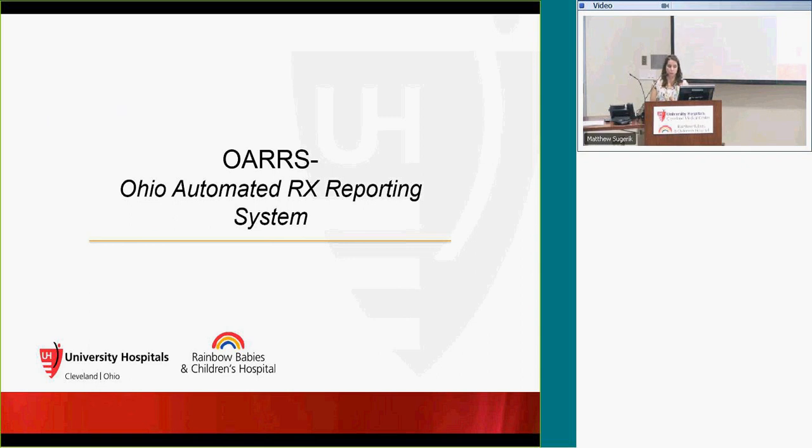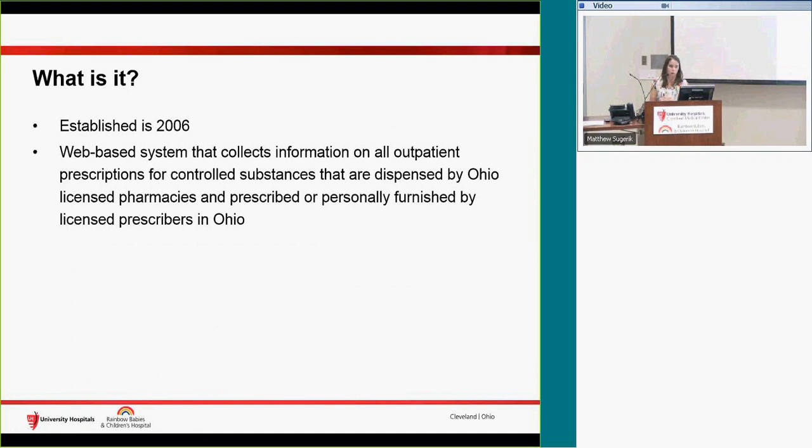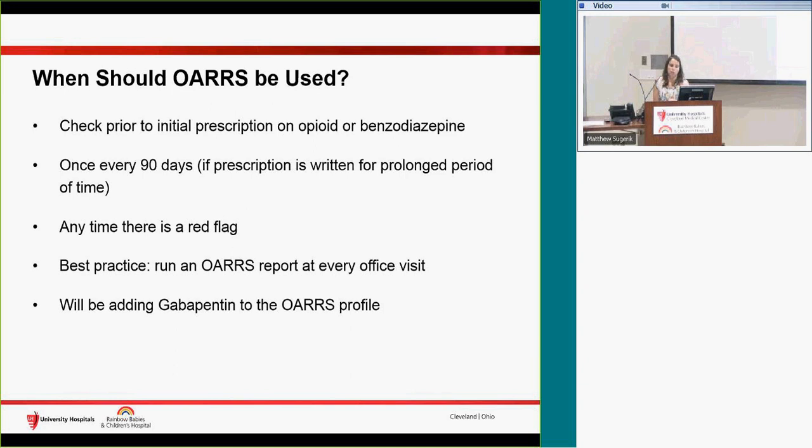So most, if not everybody, should know what an ORS account is. ORS was established in 2006, and it's a way for anyone to look and see what prescriptions were written and where they were fulfilled. Used prior to prescribing any controlled substance, you should check it once every 90 days, anytime you have red flags that make you concerned, and best practice is to run an ORS report at every office visit.